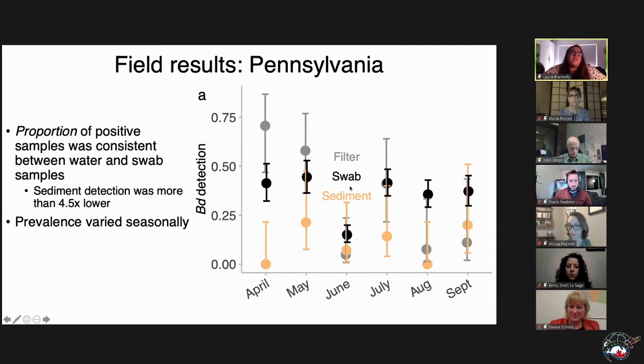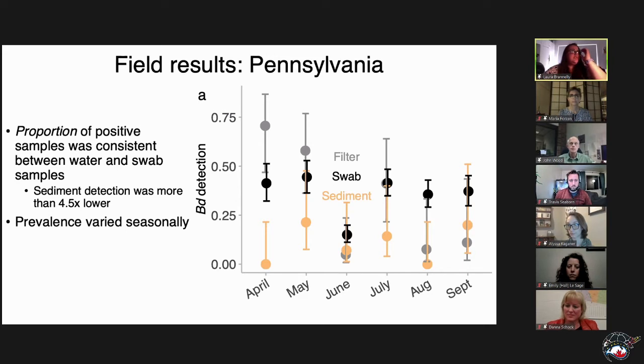Now with sediment samples, we weren't getting that seasonality, and it wasn't quite as correlated with the swab data. So it looks like we can possibly use eDNA methods to predict the proportion of sites or time periods that are positive for Bd.